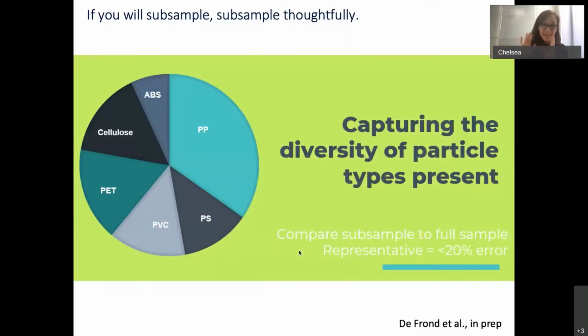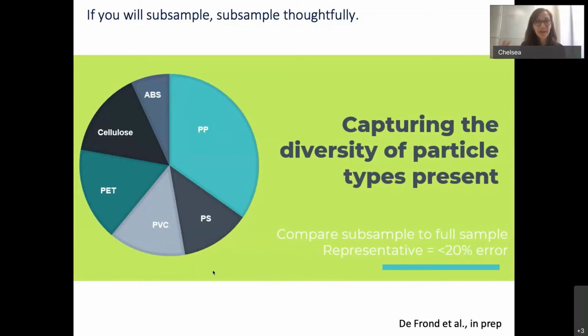Here's my second reason why I think people might be subsampling. This one's a little bit tough. I think this is if you're truly trying to capture the diversity of polymer types present in your sample. So now I'm not just interested in whether it's plastic or not. I'm actually interested in the types of polymers in my sample. So here, we want to capture the diversity within our sample. But one of the things we found is that it actually looks like we might not even be sampling enough to capture all of the particle types that are in the environment. And that's a different story, and we won't dig into that today.